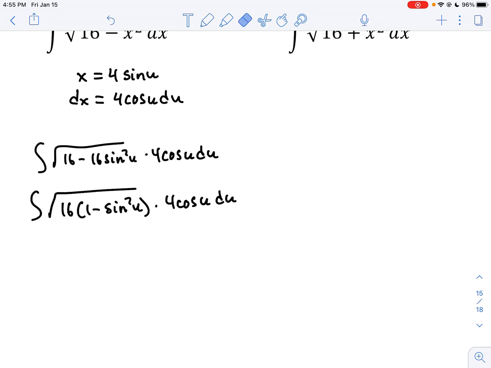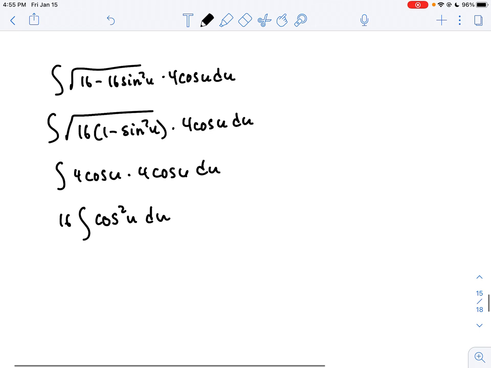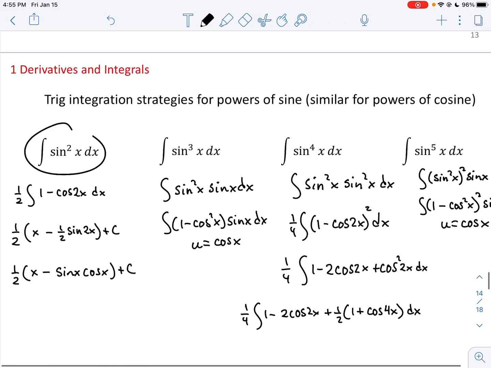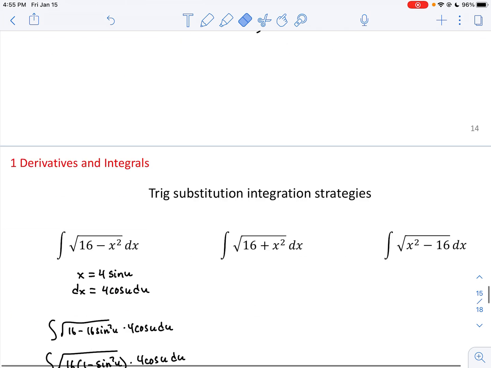And 1 minus sine squared is cosine squared, so the Pythagorean identity gets used. Then you can square root the two pieces separately. So you really just get 4 cosine u right there, times another 4 cosine u. So this winds up being 16 times the integral of cosine squared of u, and then I would do a power reducing identity, which we just talked about. I won't finish this because it's looking a lot like how you would do this approach.